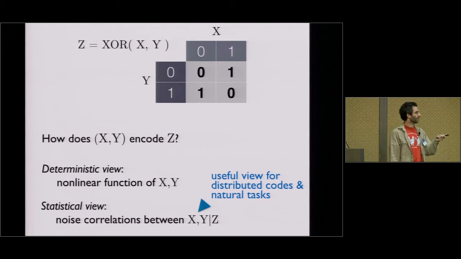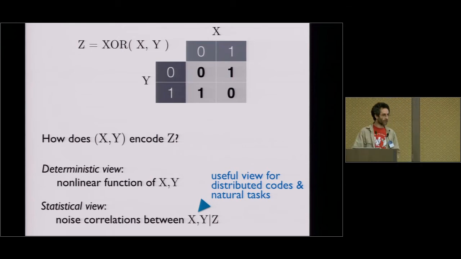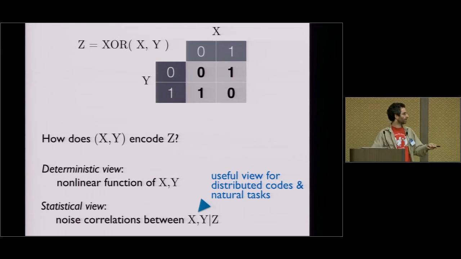So if we care about z, and we don't care about whether x is 0 or 1, it might fluctuate from trial to trial, or image to image, or task to task. And y might do the same thing, fluctuating back and forth. And we don't care about what the value of y is or x is. We just care about whether they're the same or different. So that's noise correlations viewed given z.